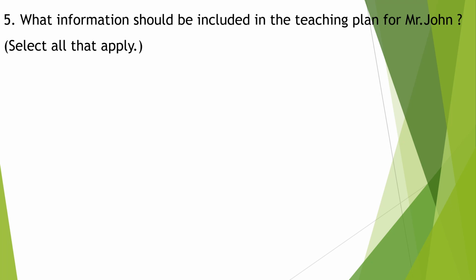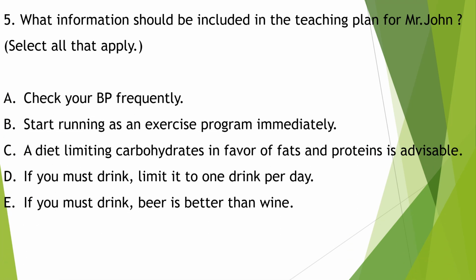Which information should be included in the teaching plan of Mr. John? Select all that apply. Check your BP frequently. Start running as an exercise program immediately. A diet limiting carbohydrate in favor of fat and protein is advisable. If you must drink, limit it to 1 drink per day. If you must drink, beer is better than wine. So here we need to advise for checking BP frequently, and also if he has to drink, limit it to 1 drink per day. This can be included in our teaching.